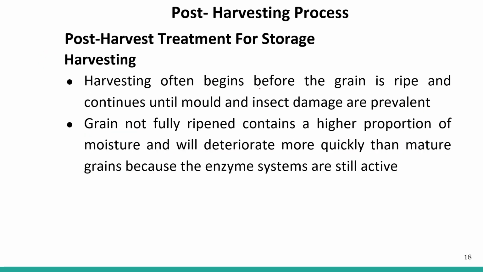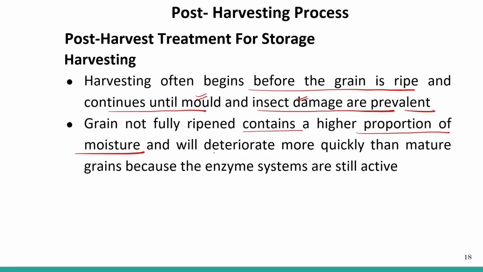Harvesting often begins before the grain is ripe and continues until mold and insect damage are prevalent. So to avoid this mold and insect damage, we can harvest the grain before it gets ripe. Grain that is not fully ripened contains a higher proportion of moisture and will deteriorate more quickly than mature grain because the enzyme systems are still active.